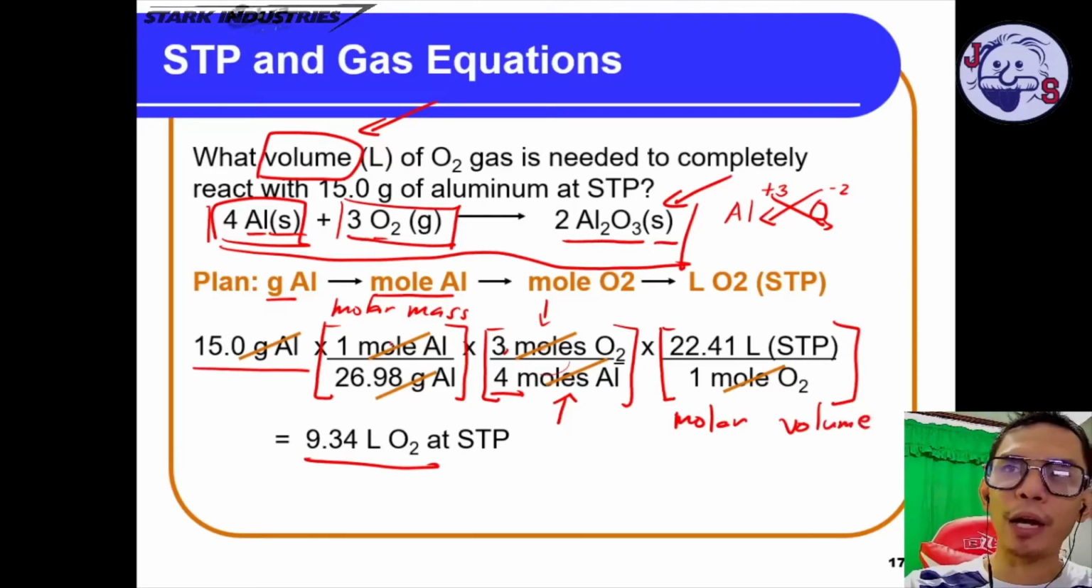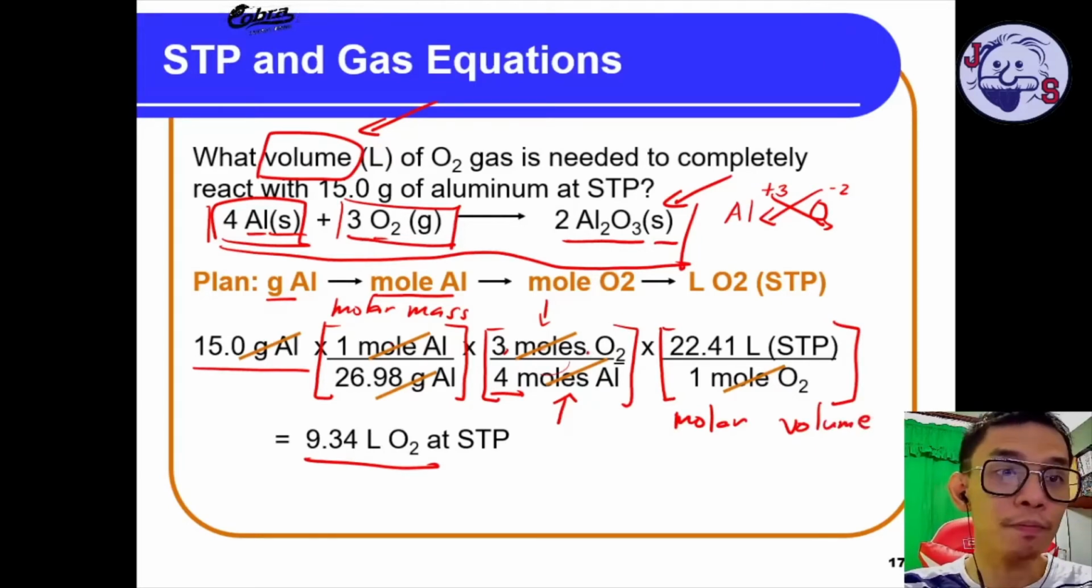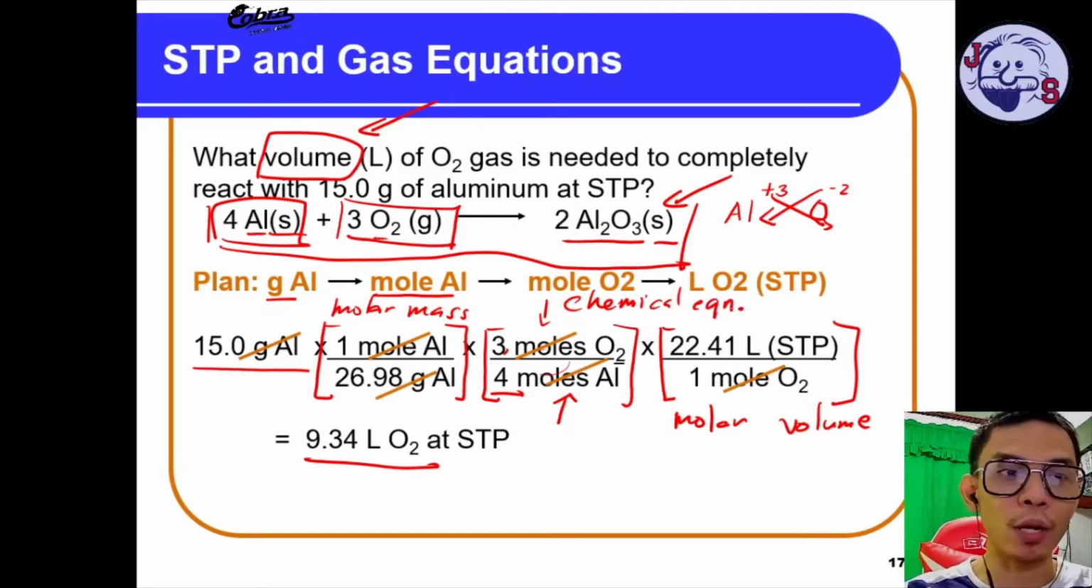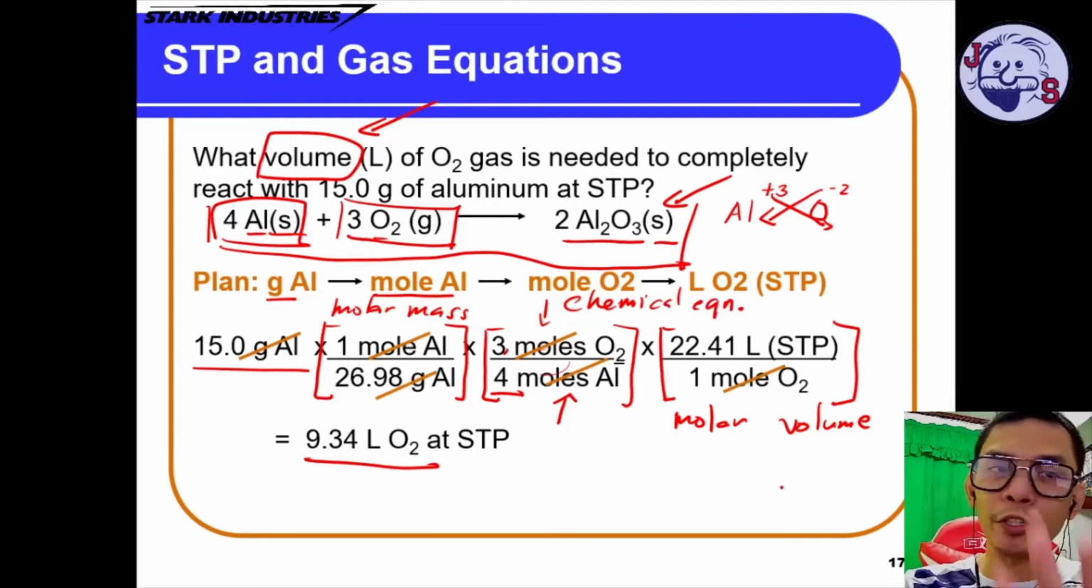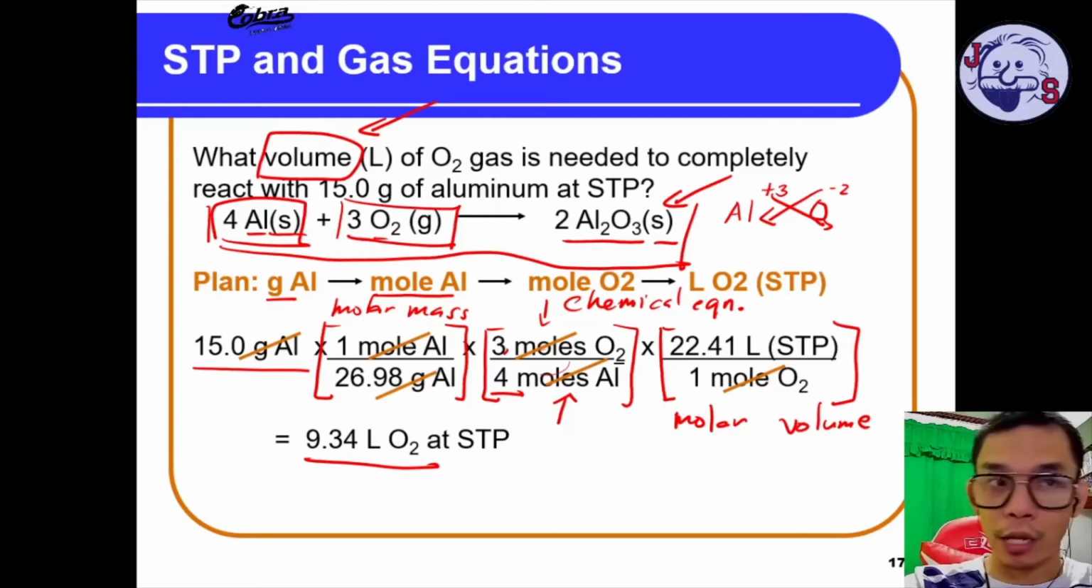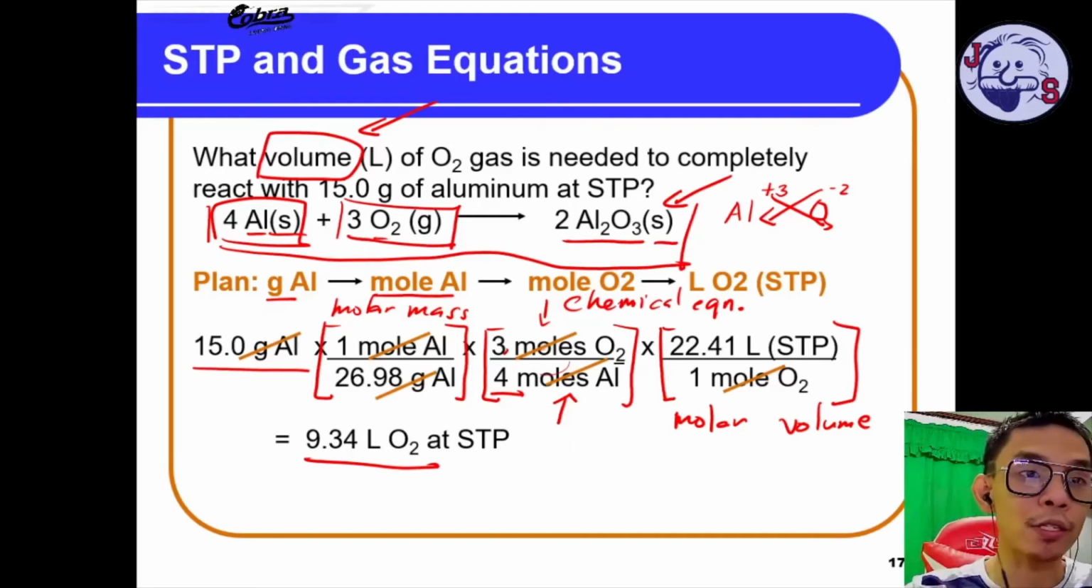Again, we have the molar mass, we have the ratio, which comes from the chemical equation, so don't ever forget this one, and we have the molar volume. If you're going to ask, can we interchange this process? Yes, you can interchangeably do this process, but it always depends on the problem.